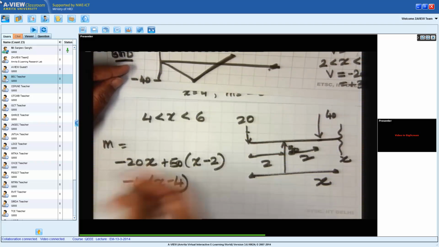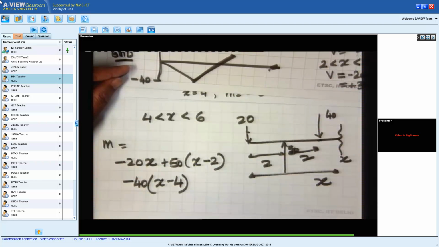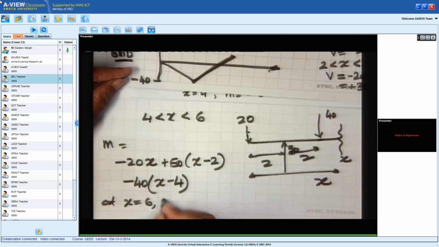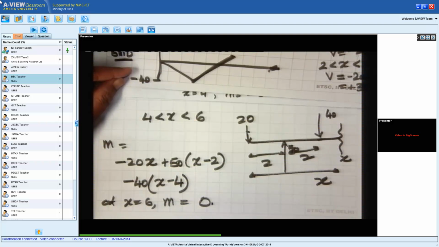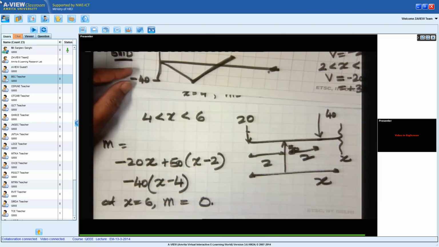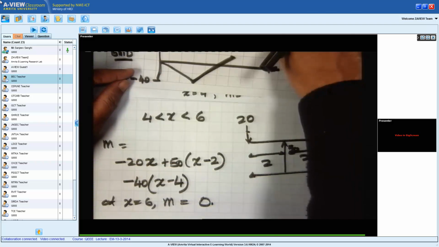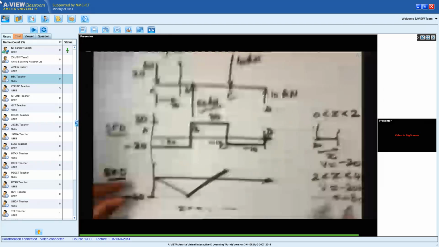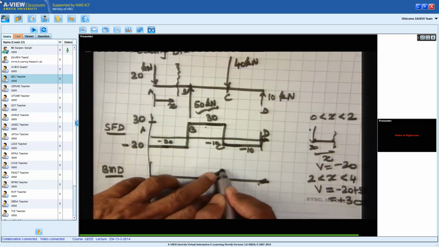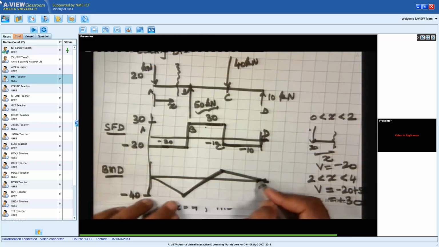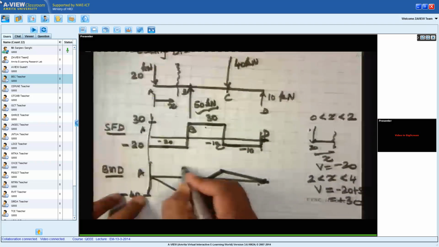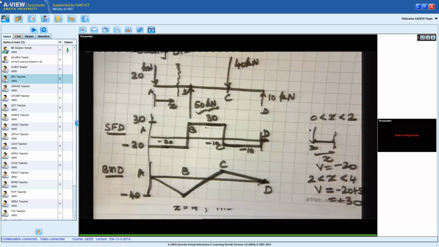And so this is the expression. You can simplify this. This will give you the expression for the bending moment, and you will realize at x is equal to 6, the bending moment M will become equal to 0. Put in the value 6. Why does it become 0? Because there is a pin end. At this end there is no moment. So therefore in the bending moment diagram I will move from 20 to 0 at the point D. So this is A, this is B, this is C, this is D. So this is what I have for the bending moment diagram and the shear force diagram, and that is how I draw these diagrams.